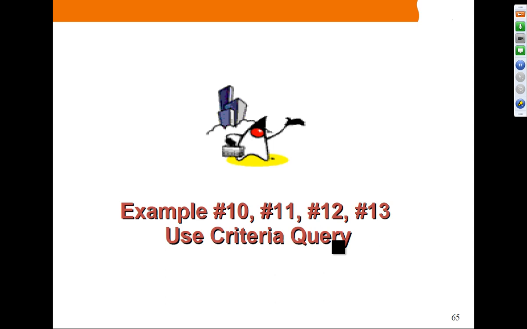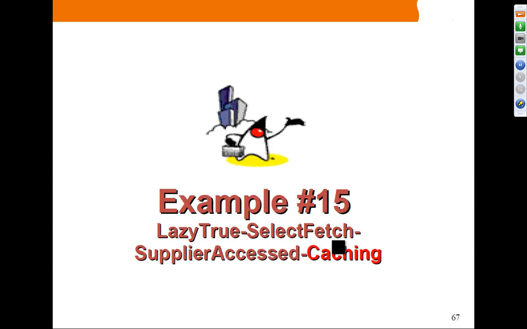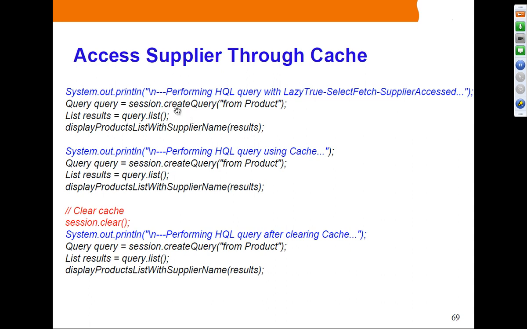This is actually using criteria query. And exercise 15 is where we are now going to use caching. In this case, caching plays a role. If you take a look at this code, we actually perform this query operation for the first time. So far this is the only thing we have done in all previous exercises. Now we are performing the same query, and this query will get the data from the cache.